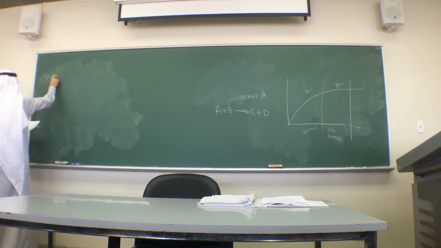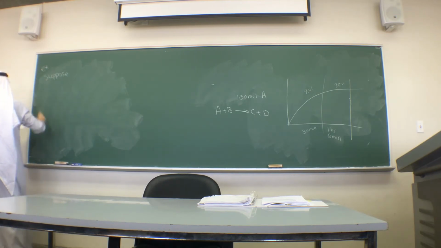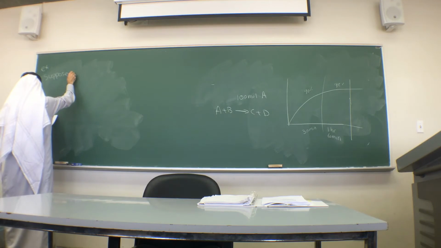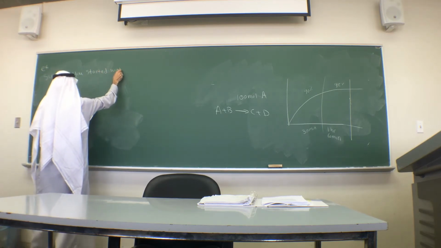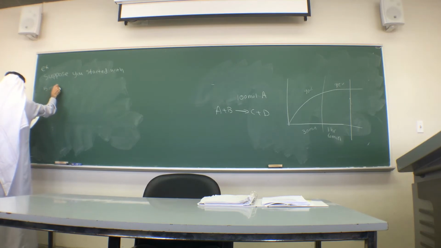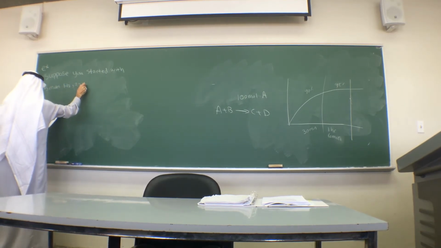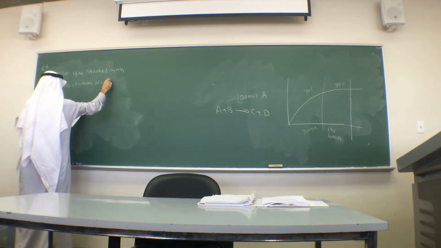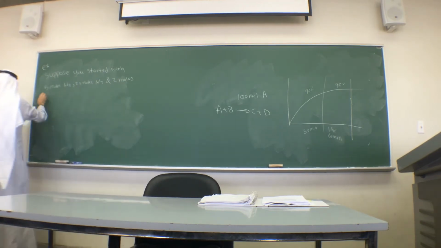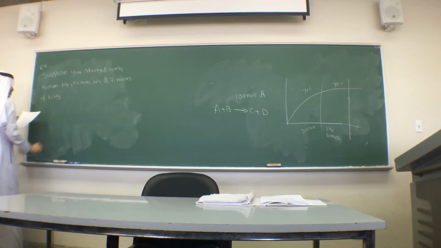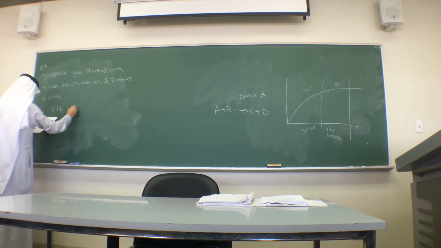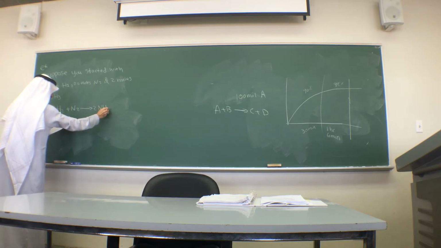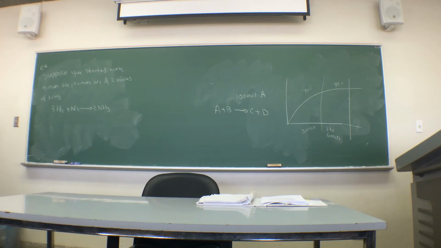Suppose you started with 5 moles H2, 20 moles N2, and 2 moles of NH3. And the equation that you have is 3H2 plus N2 gives 2 NH3, the production of ammonia. And I start with these amounts.